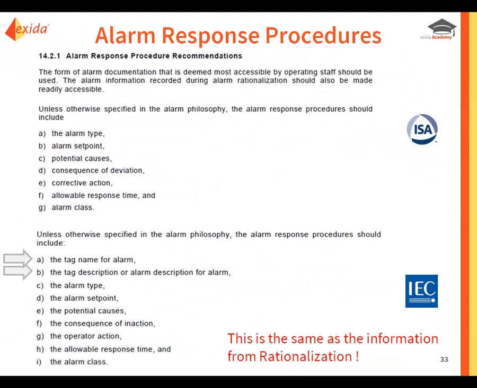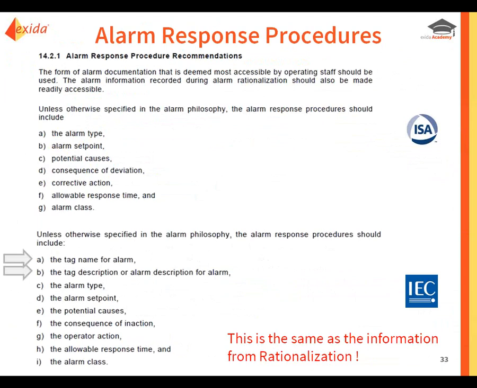The ISA standard and the IEC standard actually define the information that should be in an alarm response procedure, and you can see here it's information like that. The alarm set point, the potential causes, the consequence, the corrective action, how much time. Well, if you remember when we talked about alarm rationalization and the requirements for that, these fields are almost identical. So it's essentially the information that you're supposed to document as part of rationalization is also the same information that you should be making available to the operator in the form of an alarm response procedure.